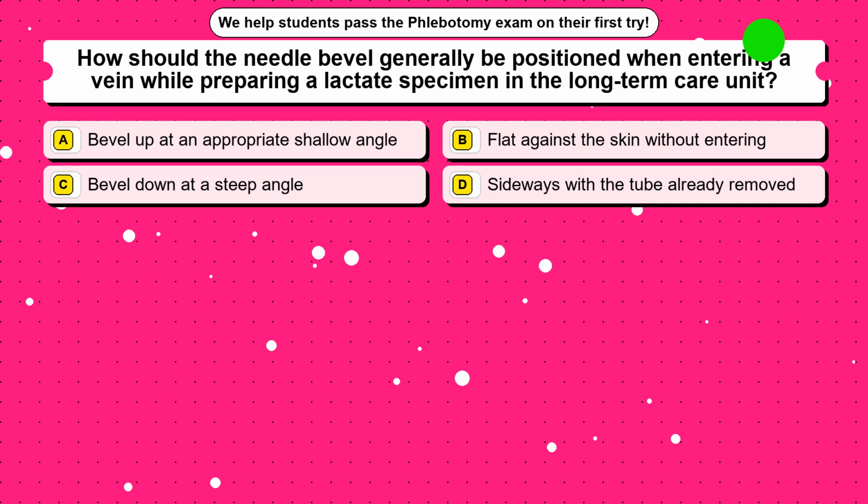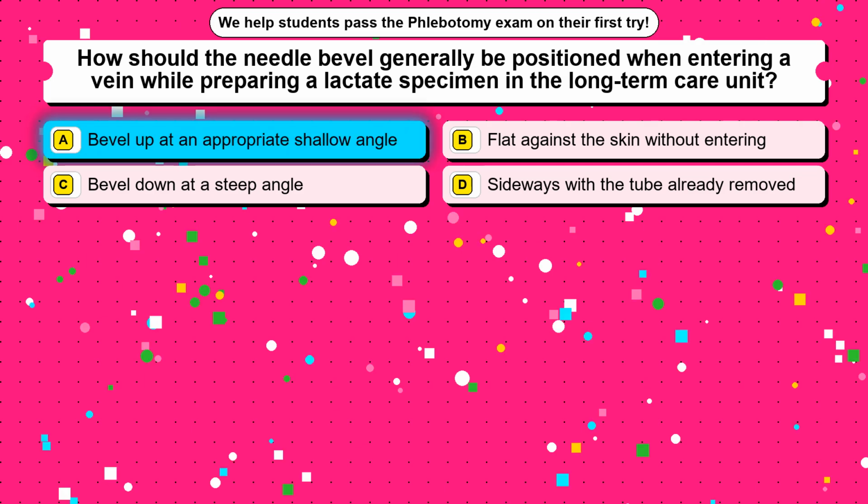Question 5. How should the needle bevel generally be positioned when entering a vein while preparing a lactate specimen in the long-term care unit? Option A. Bevel up at an appropriate shallow angle. Option B. Flat against the skin without entering. Option C. Bevel down at a steep angle. Option D. Sideways with the tube already removed.